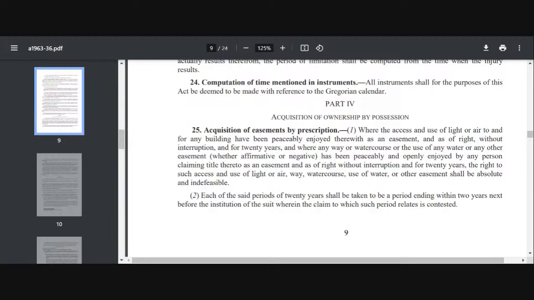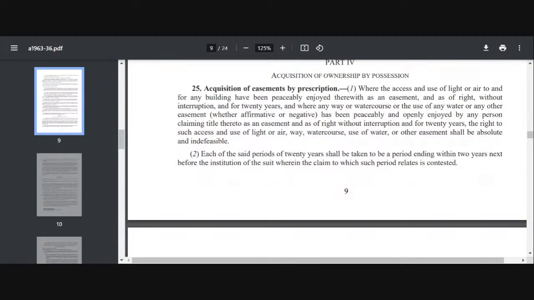First is acquisition of easement by prescription. So, if the access and use of light or air to and for any building is peaceably enjoyed as an easement and as of right and without interruption for 20 years, remember this time limit, it is 20 years, then this right of light and air is going to be absolute and indefeasible. No one can defeat this right of yours if you are using it and you have the access to light and air for a period of more than 20 years. Very good, Lakshita. Yes, section 2F was easement.